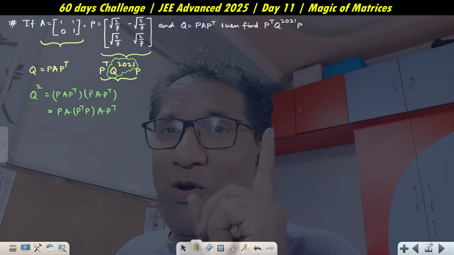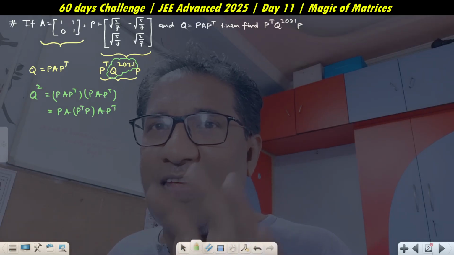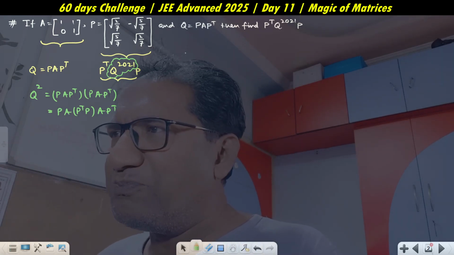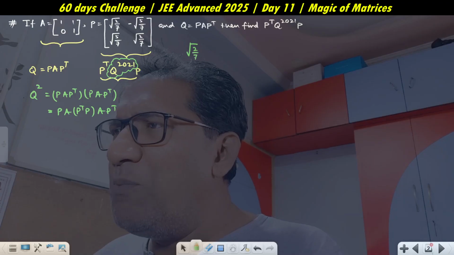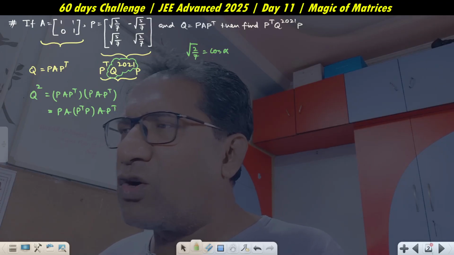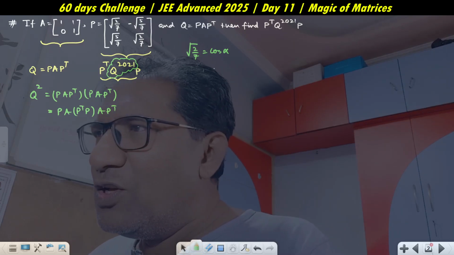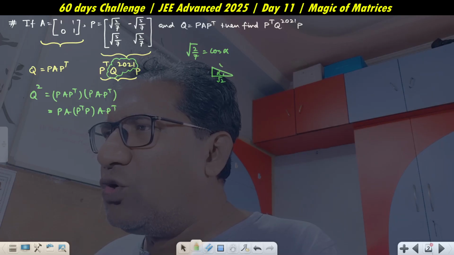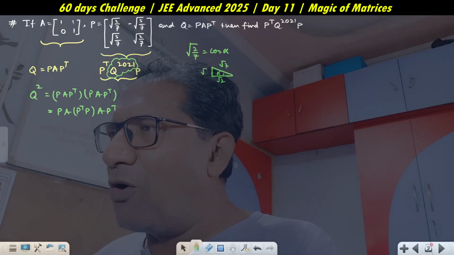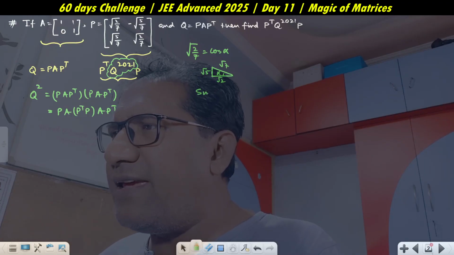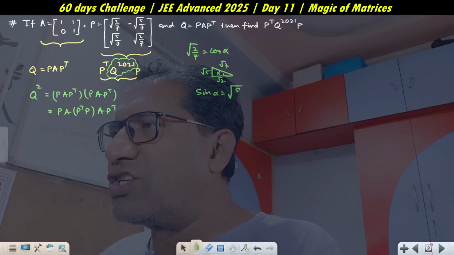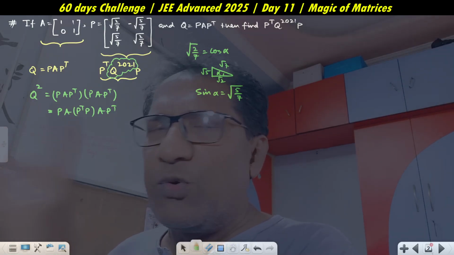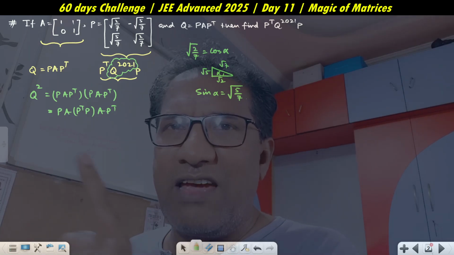But one who has understood the form properly will straight away identify, sir, root 2 over 7 if I treat this as my cos alpha. So this is alpha, this will be root 2 and this will be root 7. So the hypotenuse will be root 5. So clearly we can see that your sine alpha is root 5 over 7. The moment he does that, he has recognized the matrix given to us.